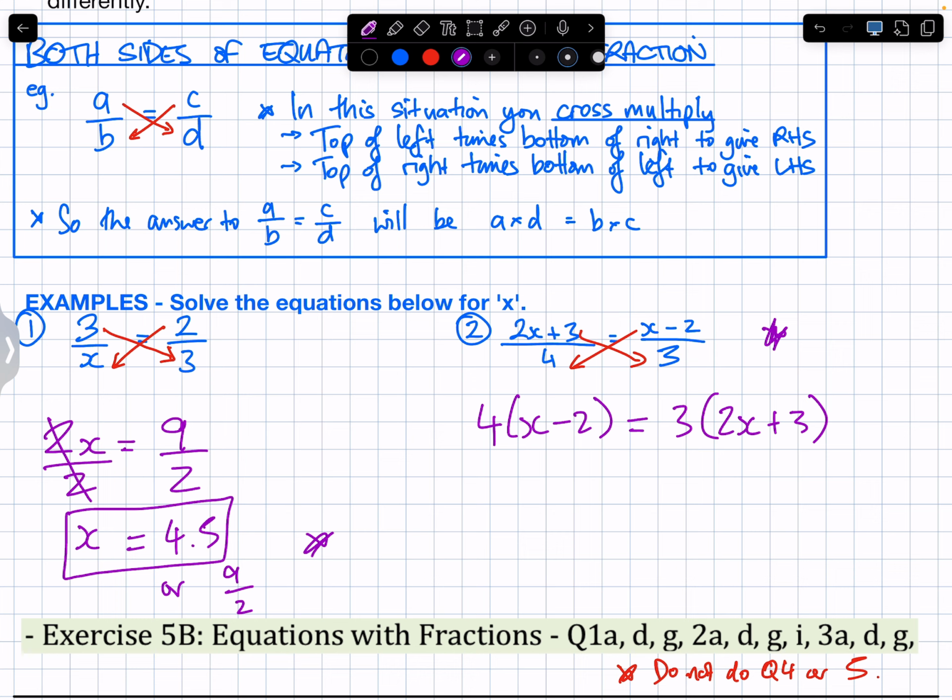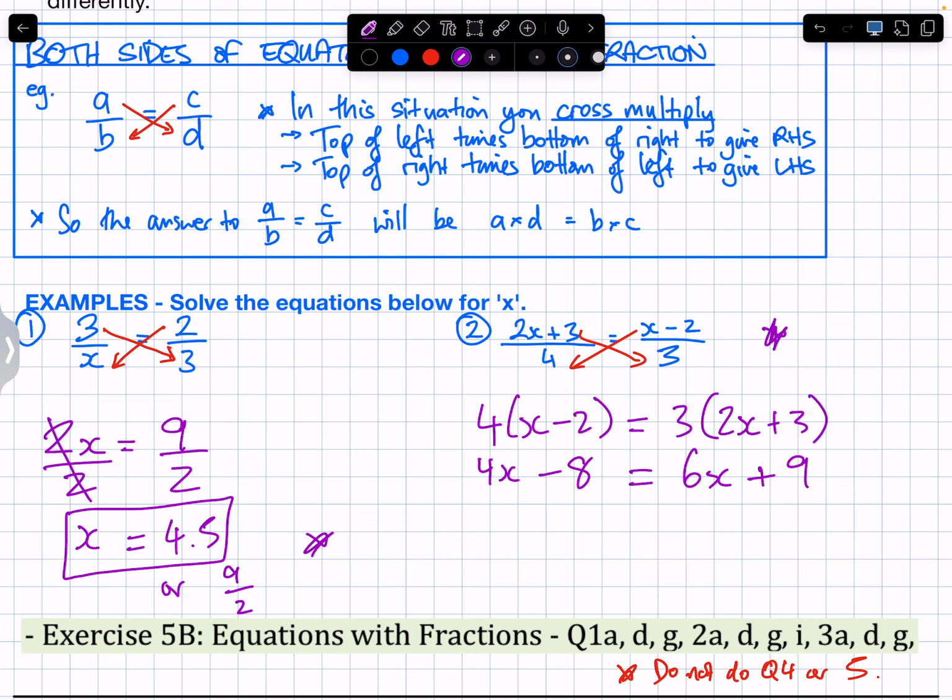4 times x is going to be 4x. What's 4 times negative 2? Negative 8 equals, let's do the right-hand side, 3 lots of 2x. What's 3 times 2 normally? 6. And then x, so 6x. And 3 times 3, positive 9.